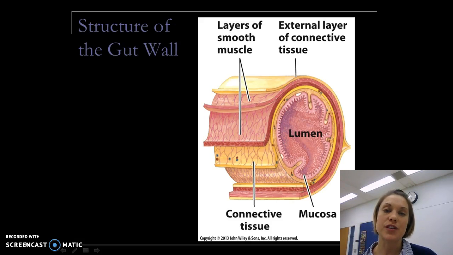When we look at the structure of the gut wall, there are a variety of layers. We have an external layer of connective tissue, some layers of smooth muscle, an internal layer of connective tissue, and then the mucosa. The mucosa of the gut wall, in our small intestine especially, contains little finger-like projections called villi, which then contain hairs on them called microvilli. And when we look at the mucosa of the intestines, this really increases the absorptive surface that's available to about the size of 2 tennis courts.